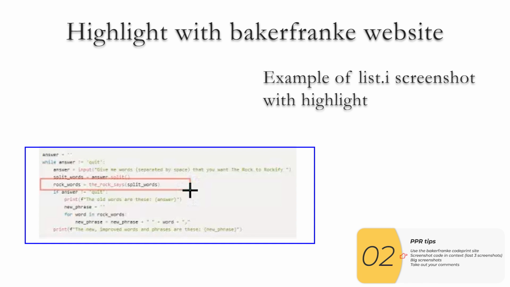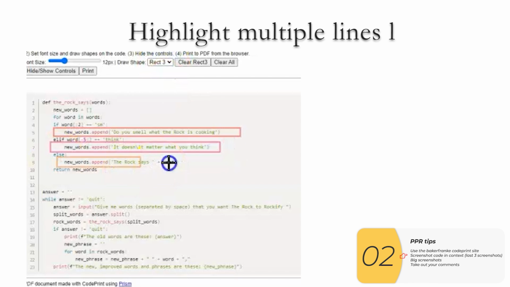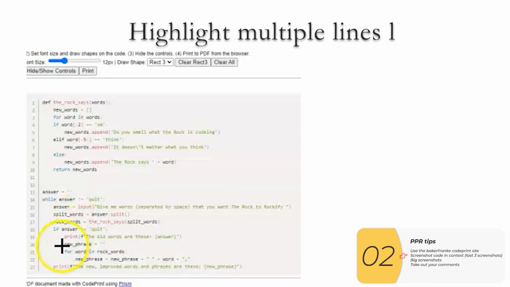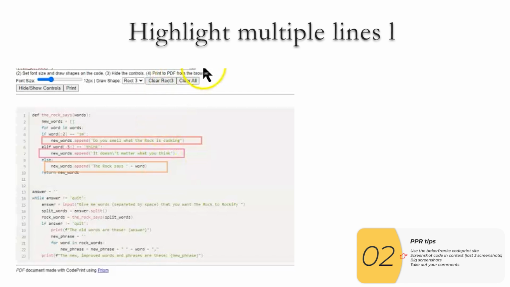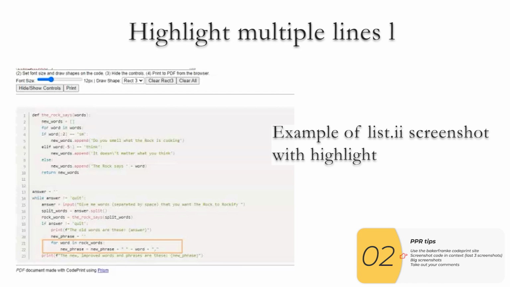The Baker Frank site also allows multiple highlights. So here I am picking a different list for my list.1 screenshot, where I have three highlights of data being added to the list. Here's another example of code highlighting for list.2. This is the screenshot for the list being used. Again, I'm going to provide the code in context, which allows me to better answer the question and the grader to know what I'm talking about when I answer the question.